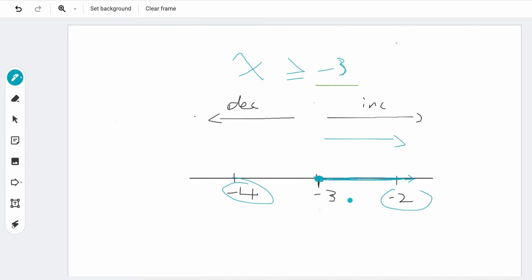I'm going to do one last example before we finish off, and this example is going to be a little bit different.